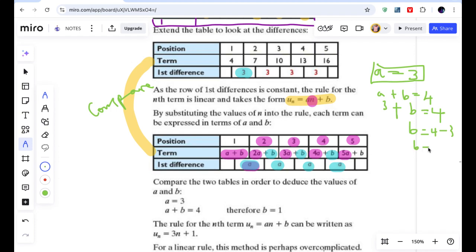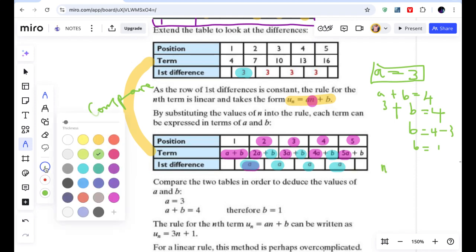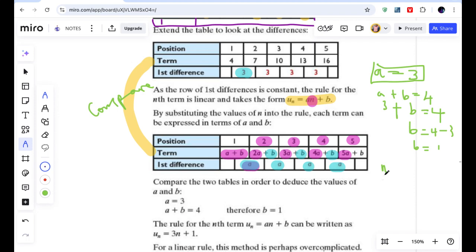Now you know B equals 1. You come back to the original function. A is 3. So you substitute A and B in this function. You remember that's the n term formula. So we write our n term. Our n term is equal to A, which is 3, so we write 3n, and B is 1. So I say 3n plus 1.